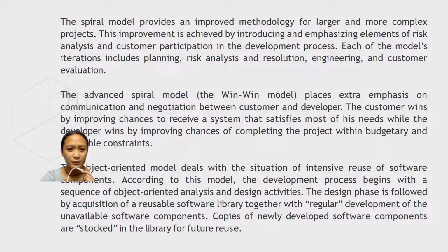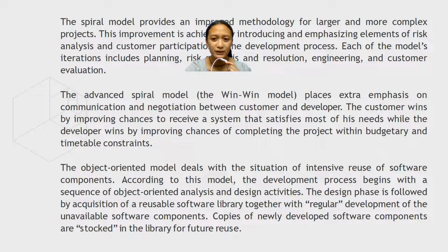The advanced spiral model, or the win-win model, places extra emphasis on the communication and negotiation between customer and developer. The customer wins by improving chances to receive a system that satisfies most of his needs, while the developer wins by improving chances of completing the project within budgetary and timetable constraints.